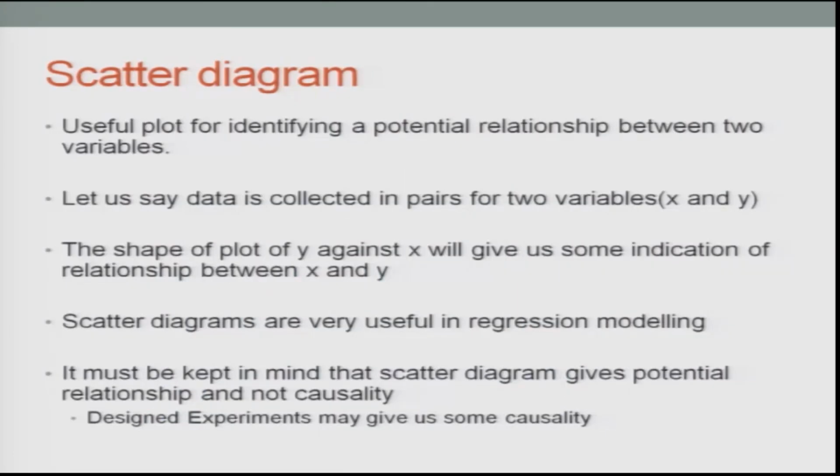Now, scatter diagrams are useful plots for identifying a potential relationship between two variables. Let us say data is collected in pairs of two variables x and y. For example, it can be humidity and temperature when you are trying to find the tensile strength of a product being manufactured, or the speed of the turning machine along with the temperature of the coolant being utilized, or, in a service sector, when the order for the food has been made by the customer and when the food is actually delivered.